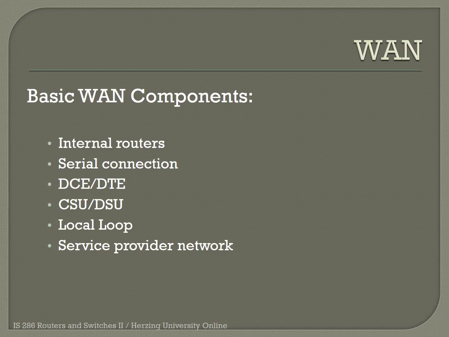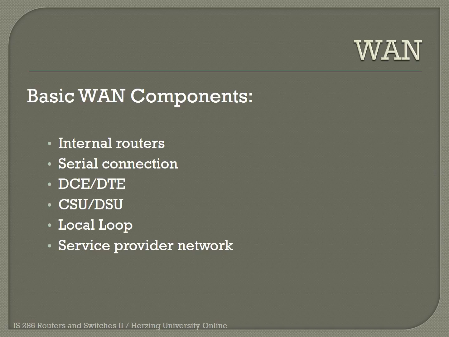So what are the basic components that make up your typical corporate WAN? Well, you see some of them listed here on this slide. You should already be familiar with all of these components from IS 284. Basically, if we need to set up a WAN connection, we need a router with some type of serial connection. Remember, a serial connection consists of data terminal equipment, or DTE, on one end, and data communications equipment, or DCE, on the other end.